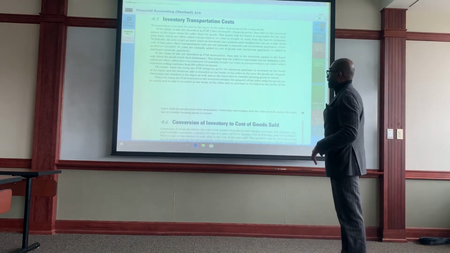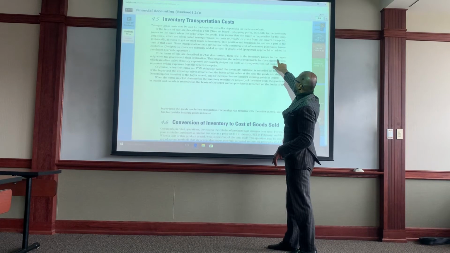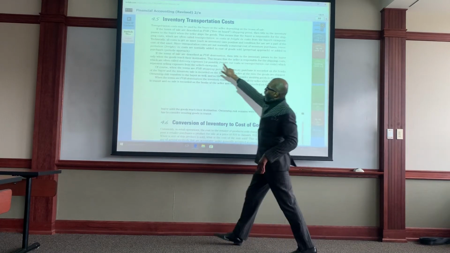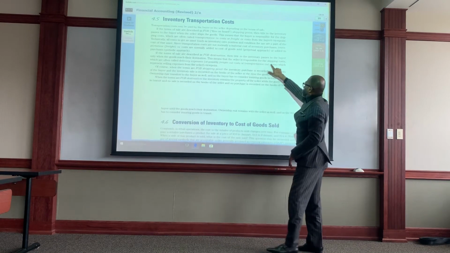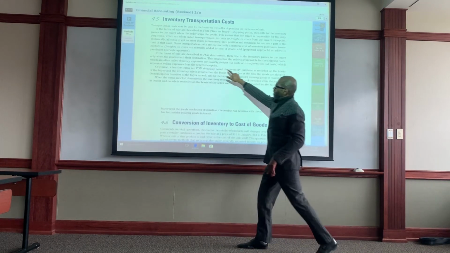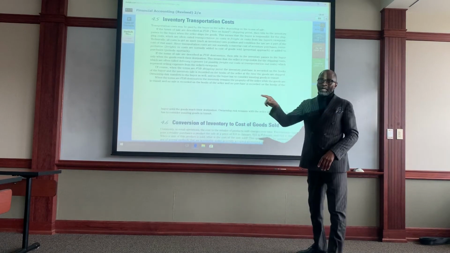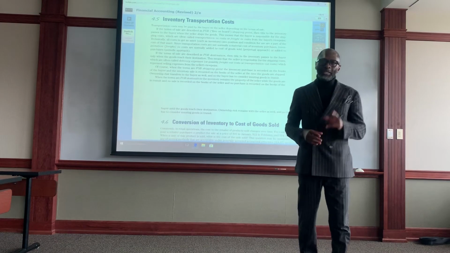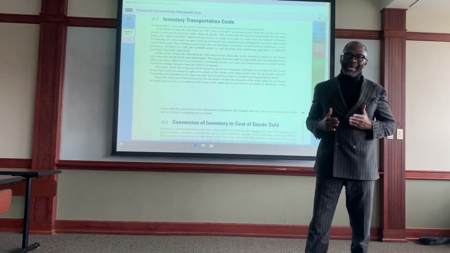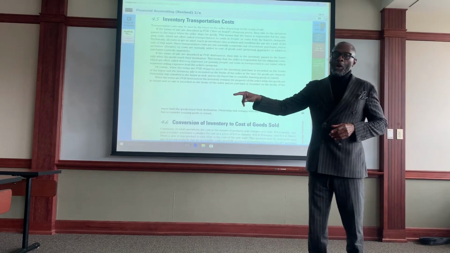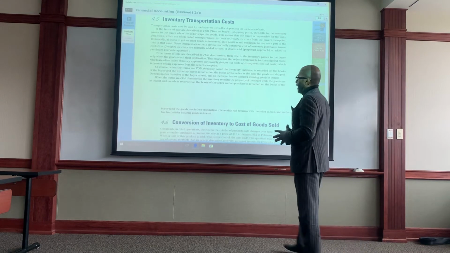Let's see. FOB destination, then the title of inventory passes to the buyer only when the goods reach the destination. This means that the seller is responsible for the shipping costs, which they call delivery expenses. So it's called delivery expenses to Scott if it's FOB destination. Title then passes to me when I get it. He then won't record the sale until it gets to me because it's still his.